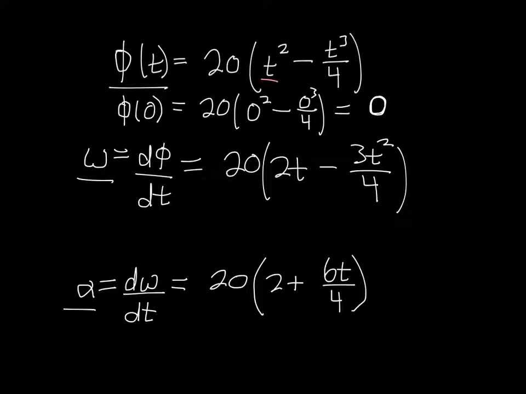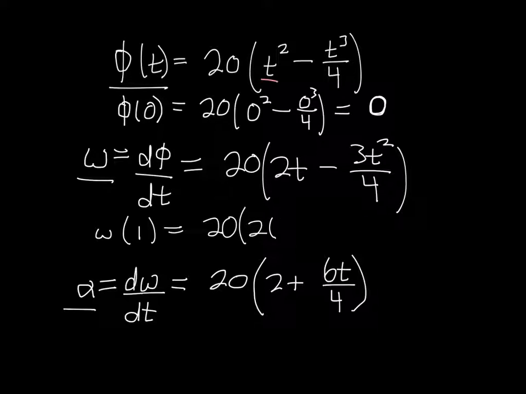Correspondingly, if I wanted to know angular position at time equal to 1, everywhere that I see one of these t's, instead of plugging in 0, I would plug in a 1. So I can find, let's say, the angular velocity at 1 second. I would just plug in a 1 anywhere I see a t. So I'd have 20 times 2 times 1 for this t minus 3 times 1 squared over 4.